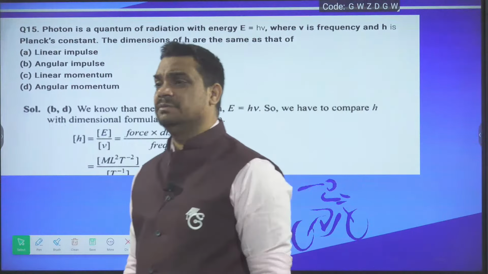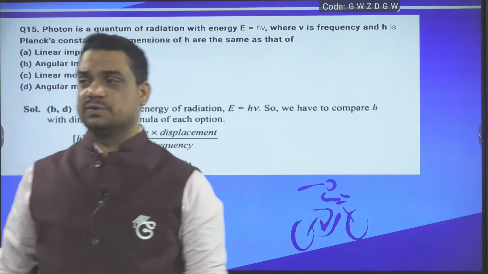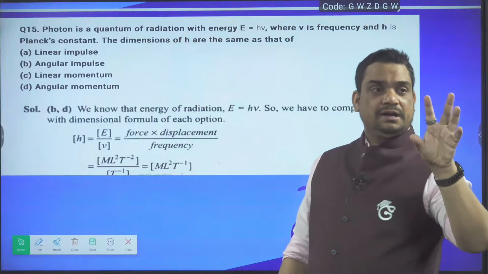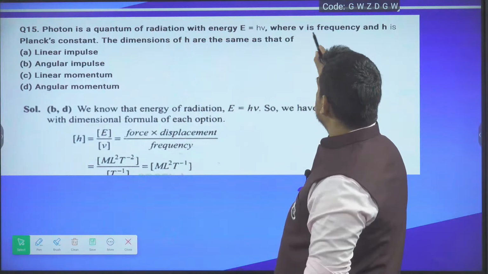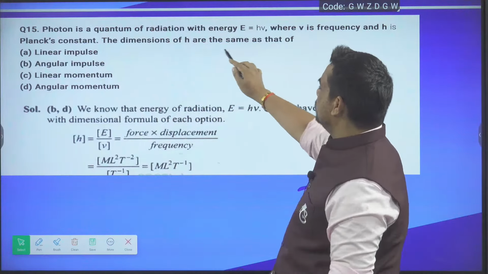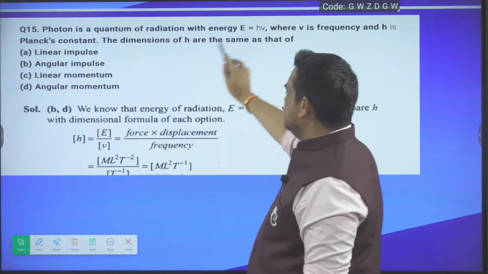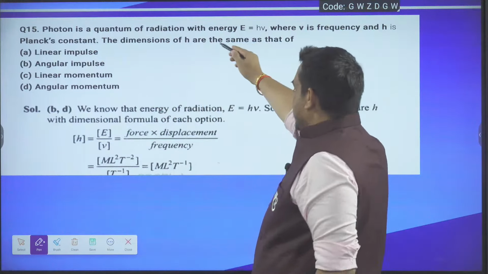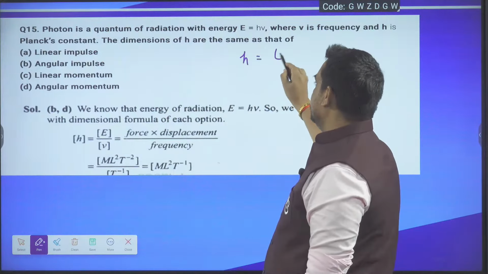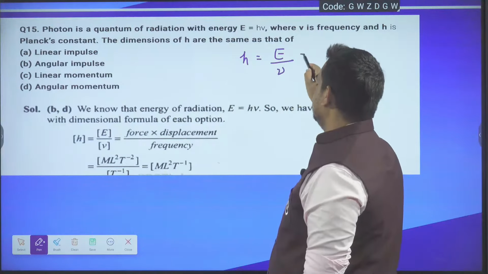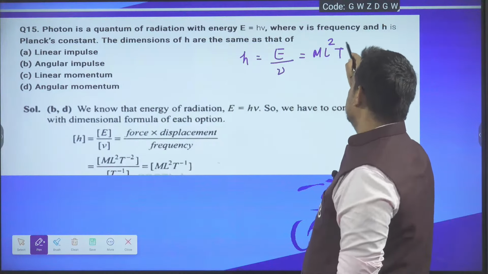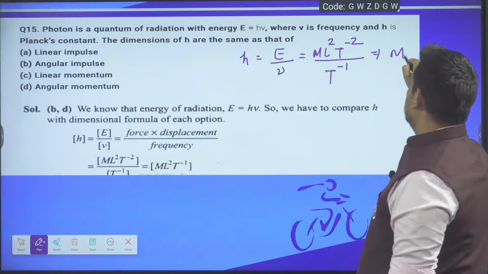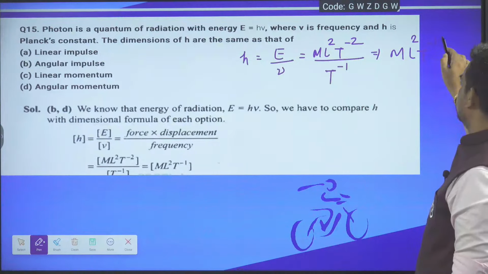Photon is a quantum of radiation of energy with E equal to h nu. Again, an exemplar question. Here they are asking, E equal to h nu, where h is the Planck constant, the dimension of h is the same as what? You have to find the dimension of h. So the dimension of h will be E divided by nu. E is basically ML^2T^-2, divided by frequency, which is T^-1. So this becomes ML^2T^-1.